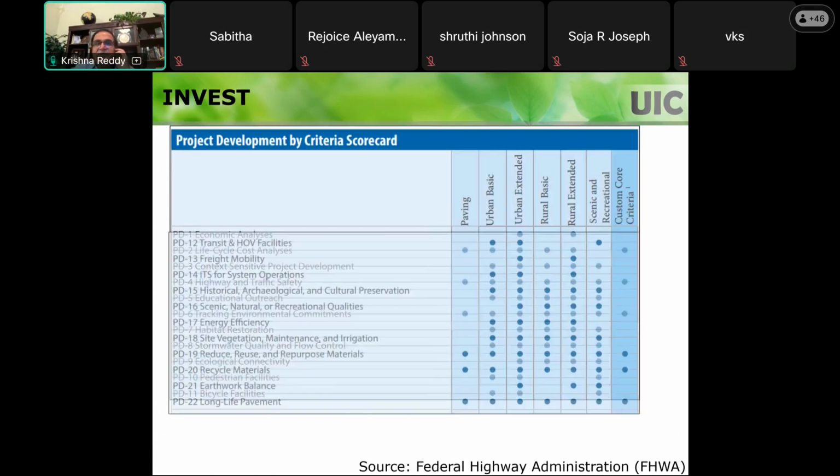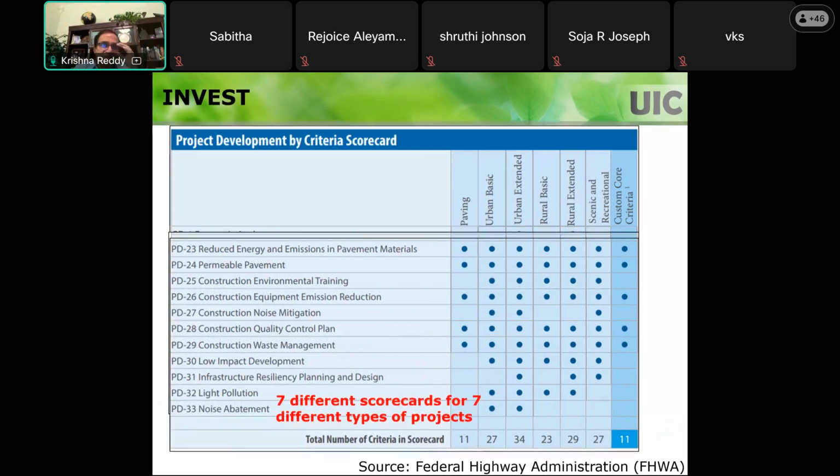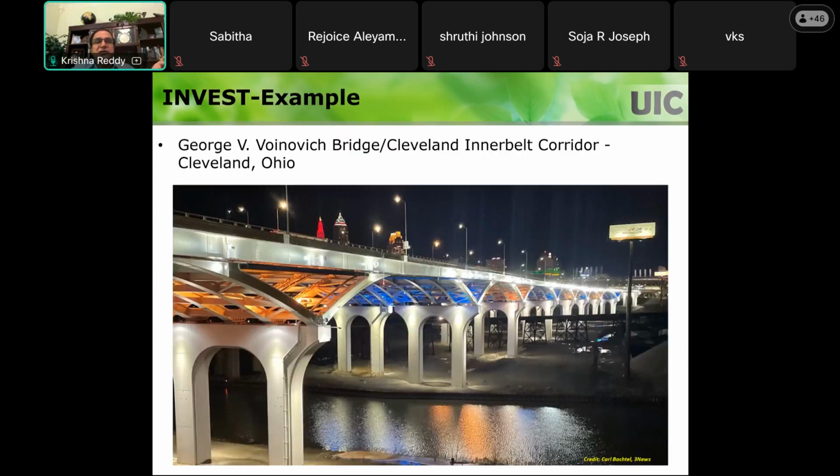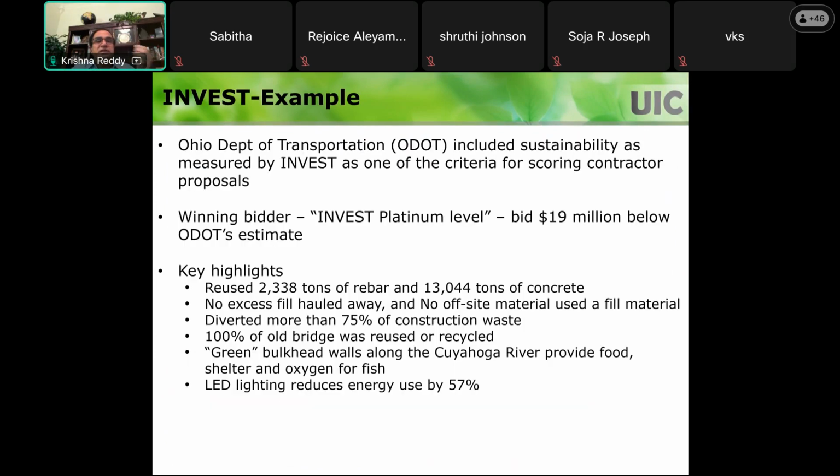So there is a lot of this kind of guidance in user manuals to find that one. You can also, for project development, come up with the points, and based on that, you can rate the project. And there are some examples. Based on this INVEST, this is a project that was done, and going through the rating system, it is rated at a platinum level because of all these sustainability features that I listed here.